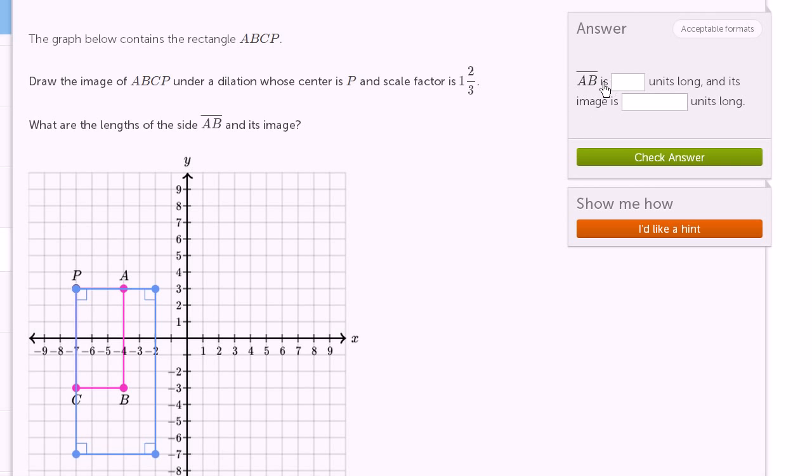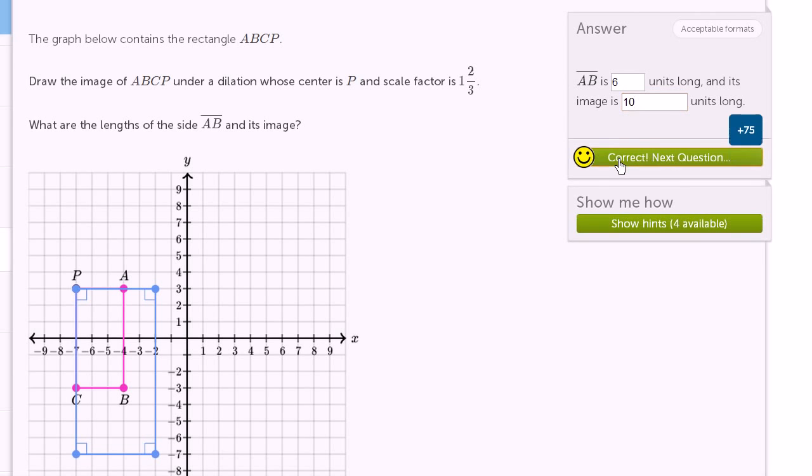So let's answer these questions. The length of segment AB, well, we already saw that. We're going from 3 to -3. That is 6 units long. And its image, well, it's 1 2/3 as long. We see it over here. We're going from 3 to -7. 3 minus -7 is 10. It is 10 units long. We got it right.